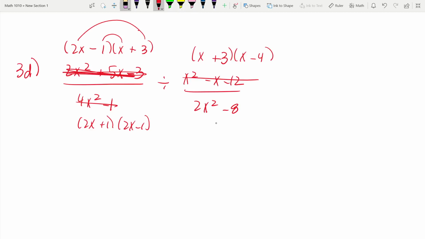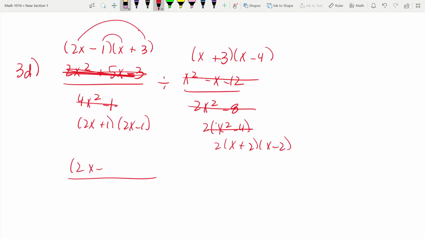Looks like that. This one, take out a 2, and you're left with x to the second minus 4. Now you're still not done, because x to the second minus 4 is x plus 2 times x minus 2, like that. Okay, so the first fraction is 2x minus 1 times x plus 3. On the bottom, you have 2x plus 1 times 2x minus 1.